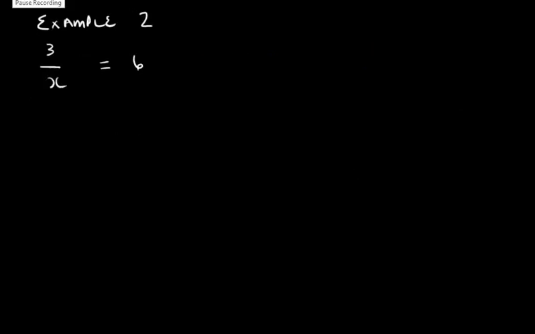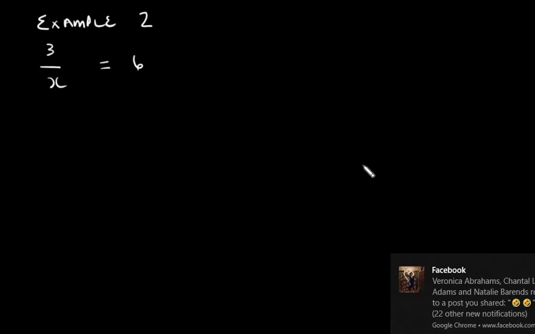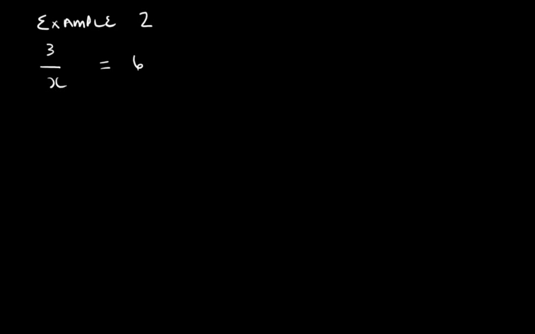Let's look at example 2. 3 over x is equal to 6. What is our LCM now? Our LCM is x, and that's what we are going to multiply out by. But remember, what we do to the left, we must also do to the right. So 3 over x times x over 1, the x's will cancel, and that leaves us with 3 times 1, which is 3, and 1 times 1 is 1. That leaves us with 3 over 1, or just 3.